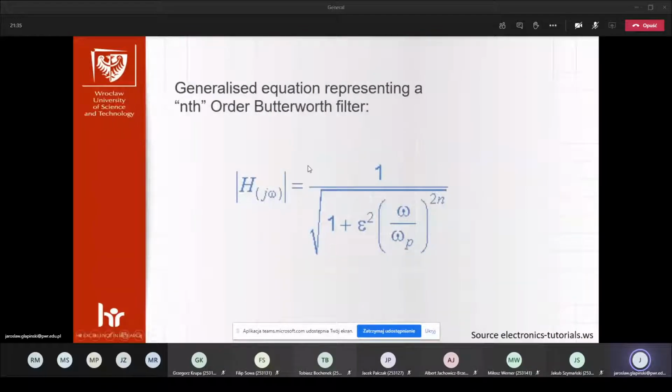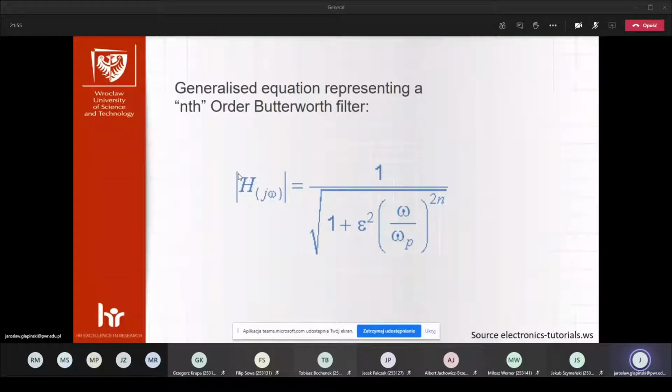This is the general equation when we change the order of the filter. So we can calculate the gain of the filter.